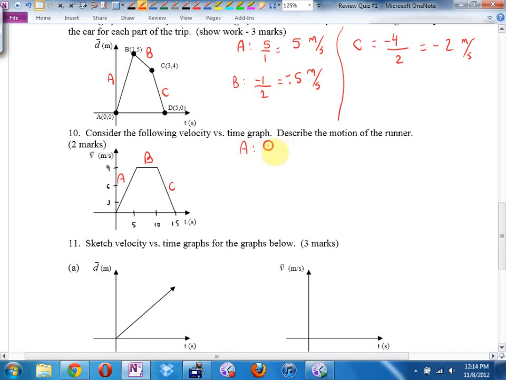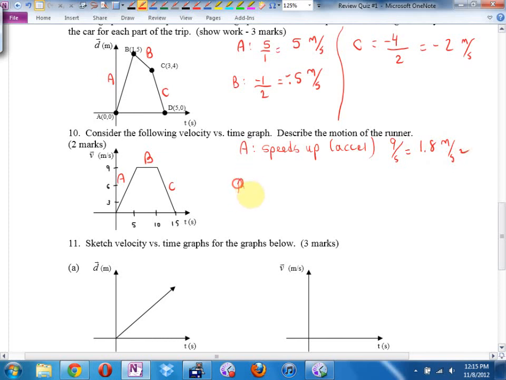If you said speeds up, or the fancy word, accelerating, that'll get you 1 mark. If you were really a nerd and found the acceleration by going rise over run, because the slope of a velocity versus time graph is the acceleration, I think you end up with an acceleration of 9 over 5, or 1.8 meters per second squared. If you said that, that would get you the 1 mark too.